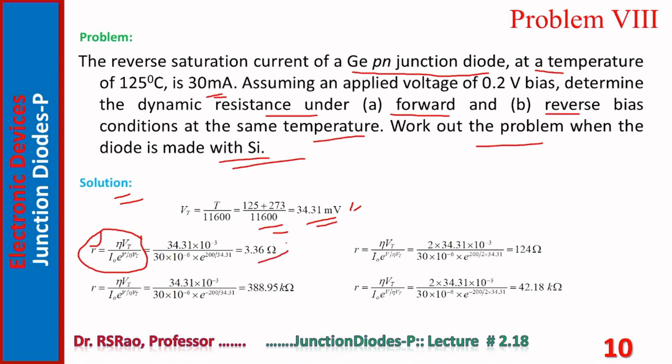This is for germanium. Eta is considered as 1. In case of silicon, eta is 2, so 2 is considered. So forward biased resistance for silicon is 124 ohms. Reverse bias resistance for germanium is 388.95 kilo ohms. For silicon, it is 42.18 kilo ohms.